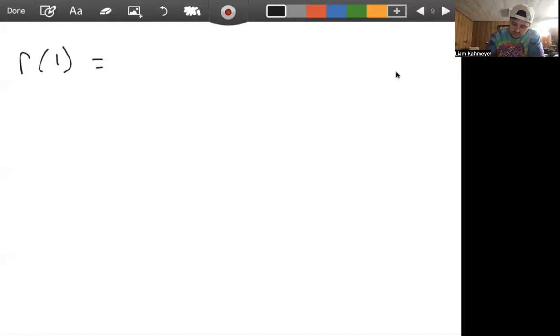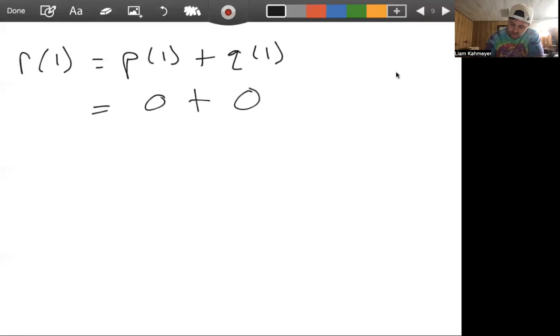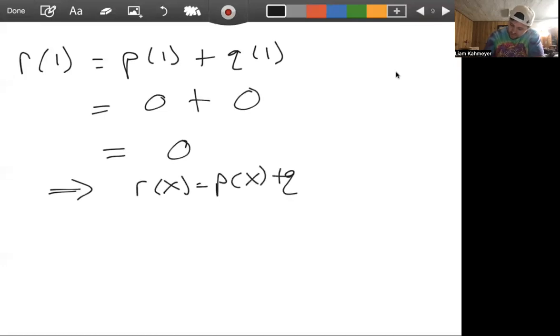Well, that's defined to be P of 1 plus Q of 1, which is equal to, 1 is a root of P because it's in W. 1 is a root of Q since it's in W, so we get 0 plus 0, which is 0, which implies that R of X, which is equal to P of X plus Q of X, is indeed an element of W. So we've shown that it's closed under addition. Now let's see if it's closed under scalar multiplication.